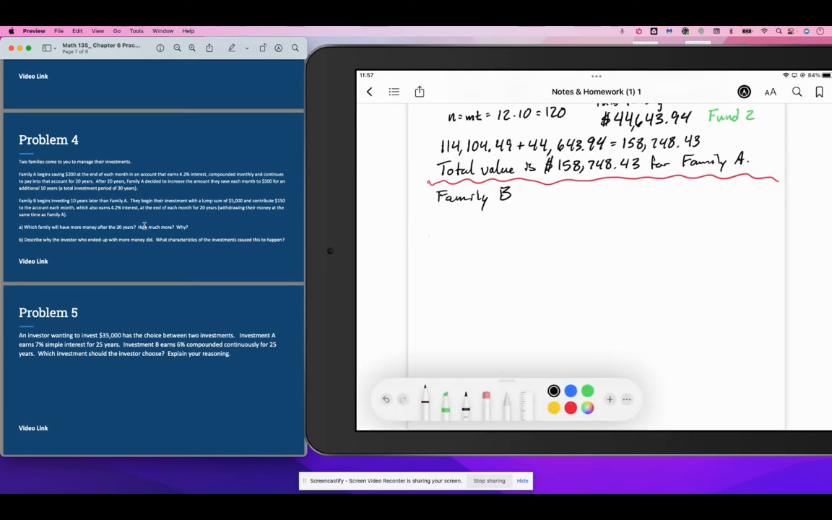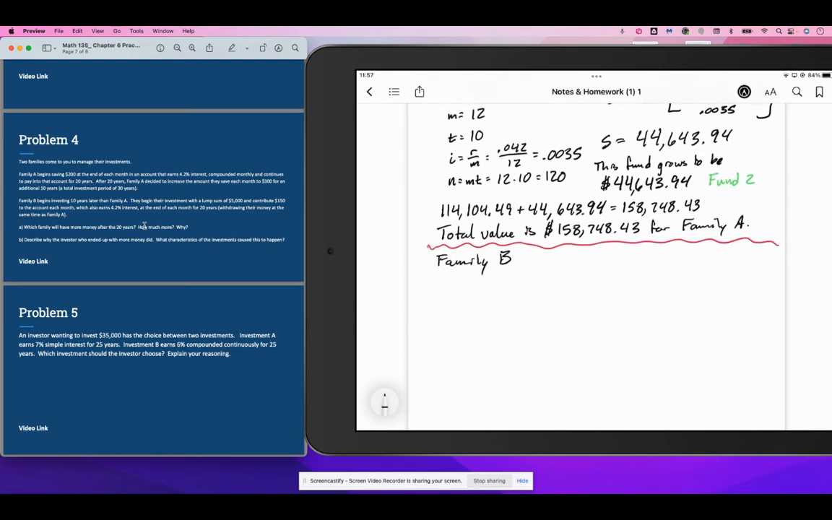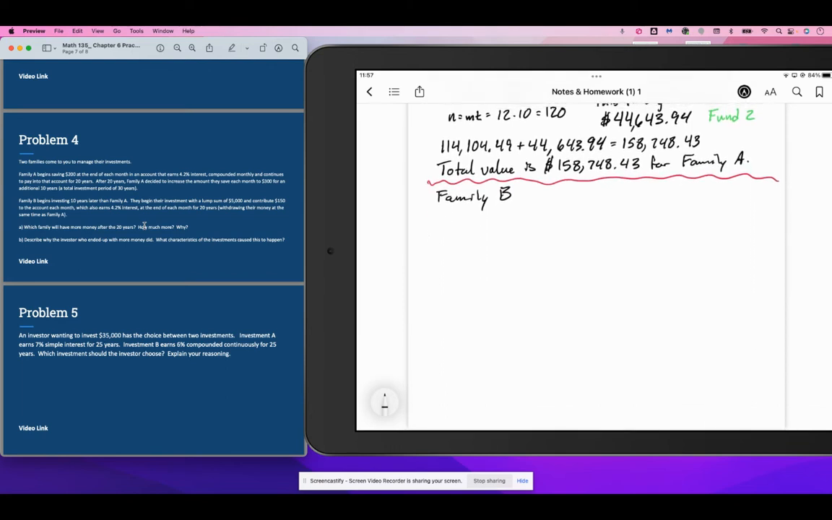So factors to consider: Family B is investing starting 10 years later, but they are starting with a $5,000 lump sum. So it's going to be interesting who actually ends up with more money at the end of this thing. So we'll start with the $5,000 lump sum. And so they are putting $5,000 in this account. The rate is 0.042. It's going to compound monthly. And it's going to be in the account.